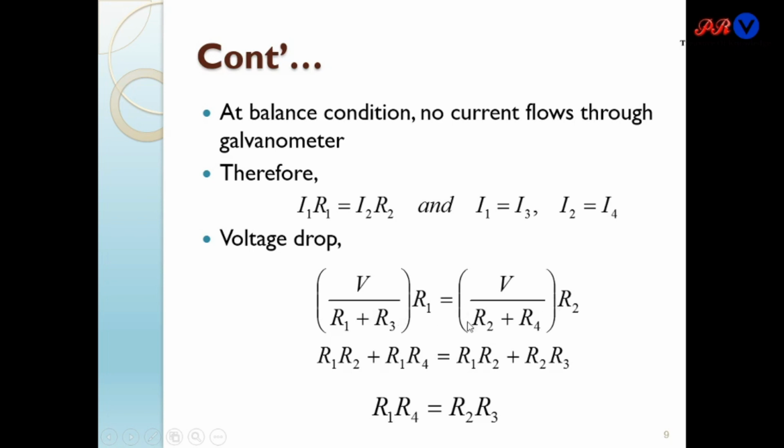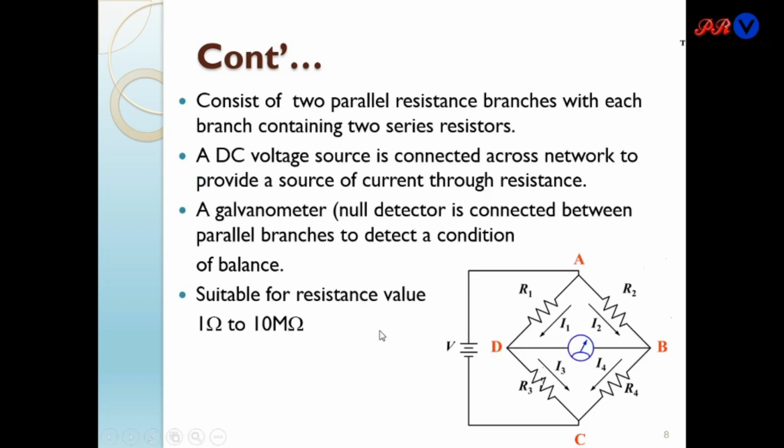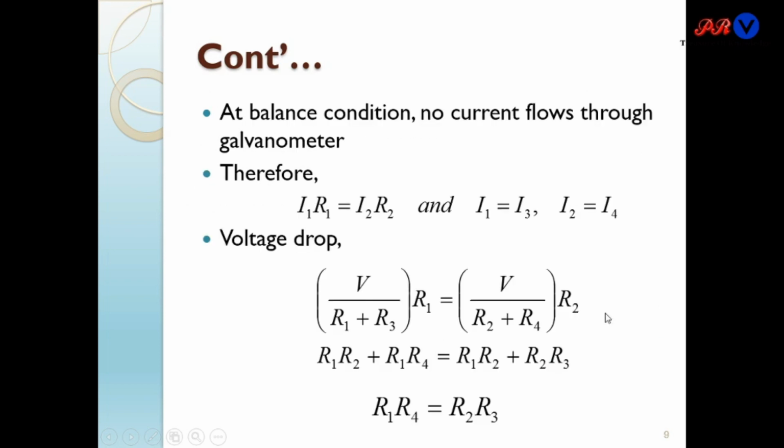So after some calculation, we can get the condition for balancing the bridge, which is R1 R4 must be equal to R2 R3. Product of R1 and R4 must be equal to the product of R2 and R3. It means the opposite arm product must be equal to the other opposite arm product of the Wheatstone bridge.